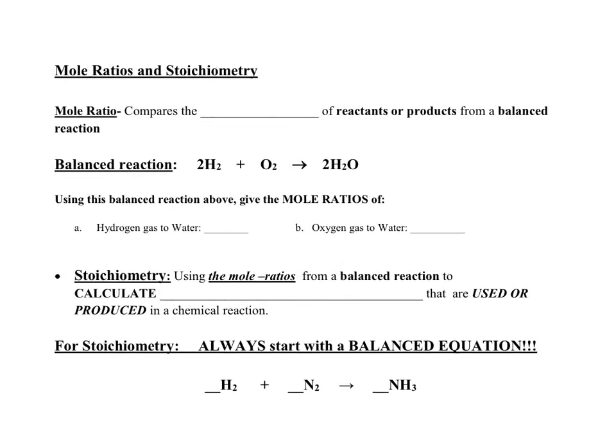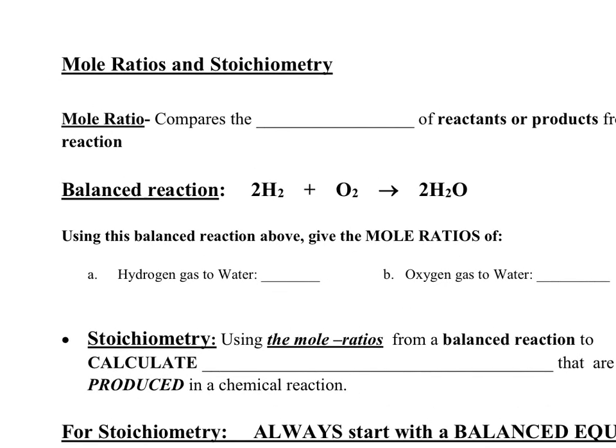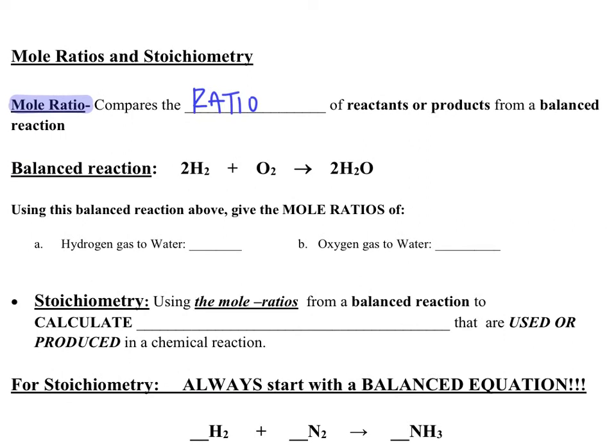So stoichiometry might sound like a foreign word, but stoichiometry is really just about ratios, and we've been discussing ratios this entire time. We know conversions, we know how to set up T-charts, so stoichiometry shouldn't be any different. So a mole ratio is one of the things that we're going to have to learn here. And a mole ratio compares exactly what it sounds like, the ratio of moles of my reactants and products from a balanced reaction, a balanced equation.